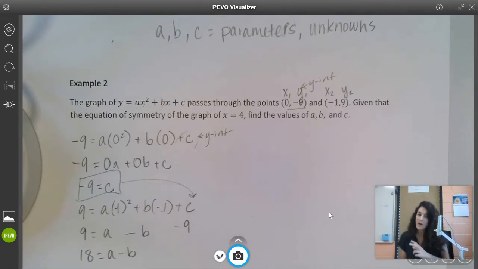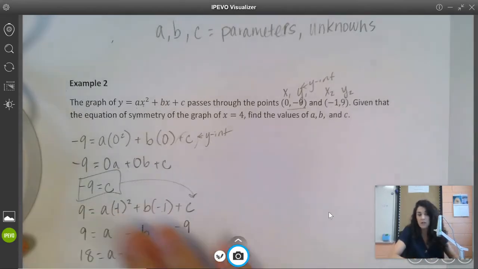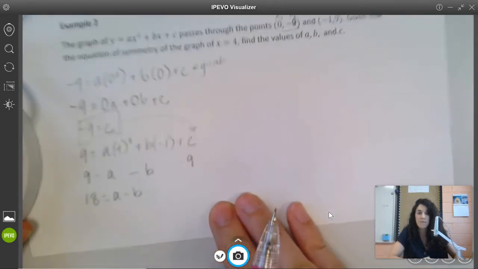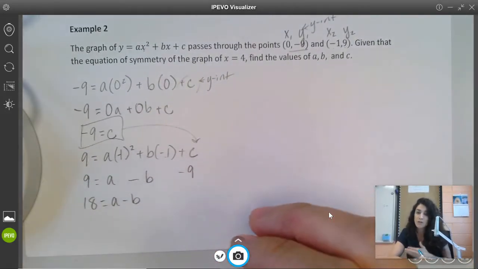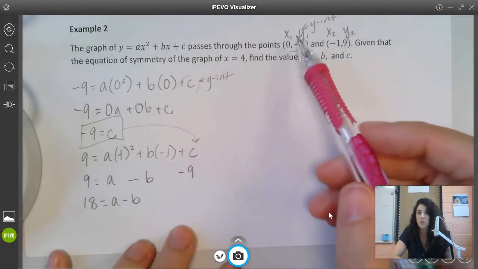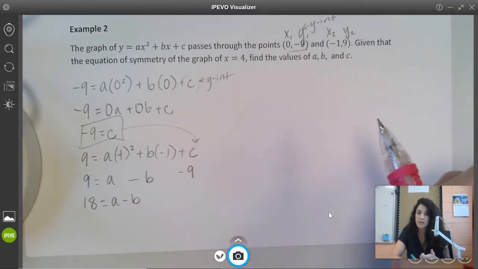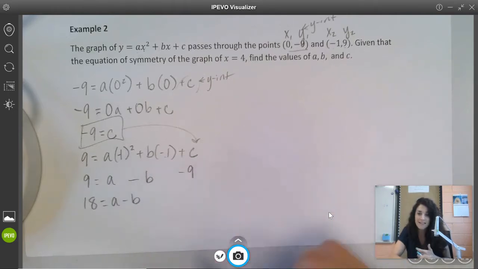Okay. Now I have two unknowns. C I've already solved for, right? So now I'm just left with A and B. So I need to have two equations that deal with A and B in order for this to be solved. So I've plugged in the 2 points, which is two pieces of information that's been given to me. And then they give us the axis of symmetry.